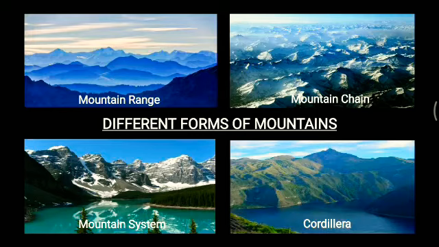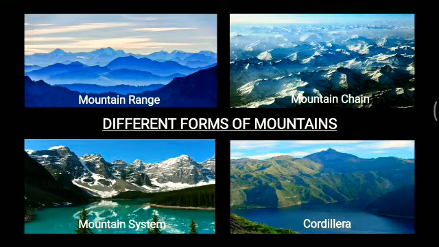As we can see in the picture here, this is the Alps in Europe. So it comes under the mountain chain. All right. Next, that is mountain system. Now the mountain ranges of the same period, maybe around 50 million years ago or 30 million years ago, but separated by different valleys. These are separated by different valleys.